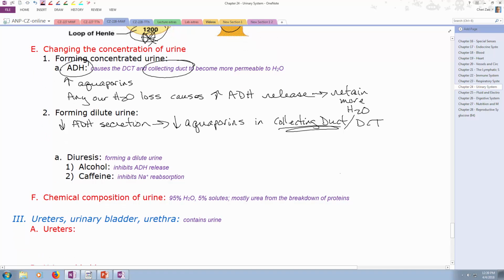Diuresis. When you diurese, that means you make a lot of pee. Antidiuretic means you don't. You hold on to that. So diuresis is the actual formation of dilute urine when we diurese.